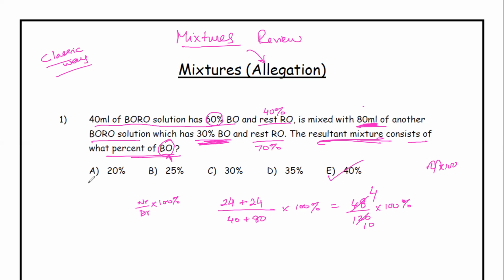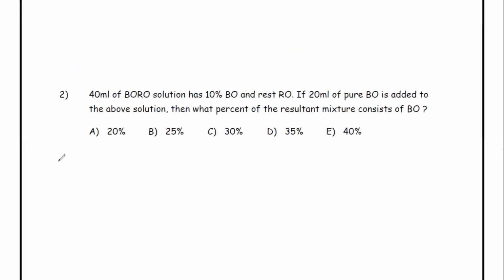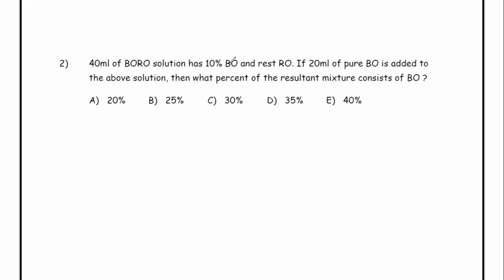Now, let's look at the second question. 40 ml of Boro solution has 10% Bo and the rest Rho. So 90% is Rho. 20 ml of pure Bo, that is 100% Bo, is added to the above solution. Then what percent of the resultant mixture consists of Bo? The resultant mixture is 20 ml of pure Bo and initially 40 ml of Boro, so 60 ml into 100%.